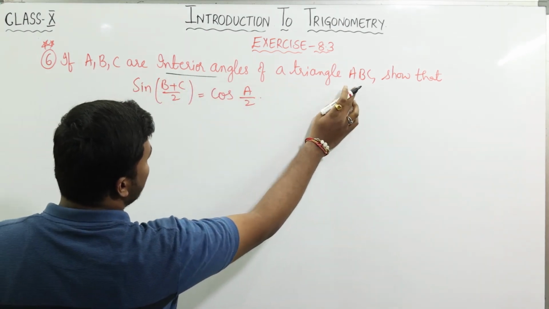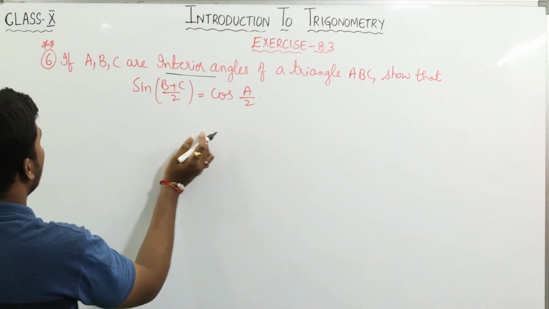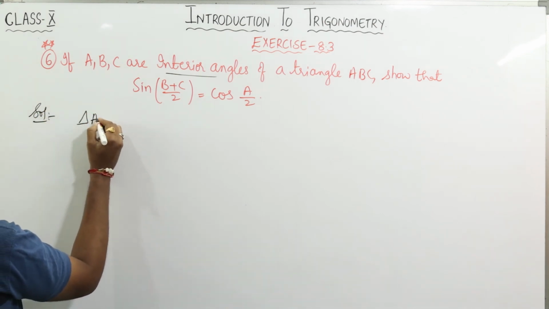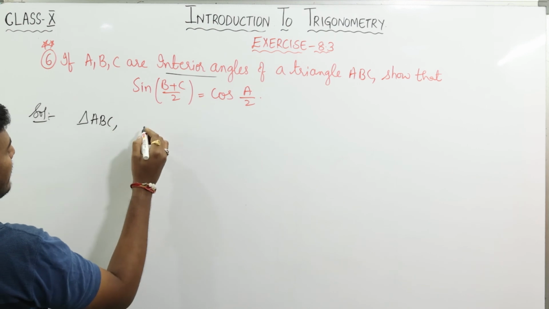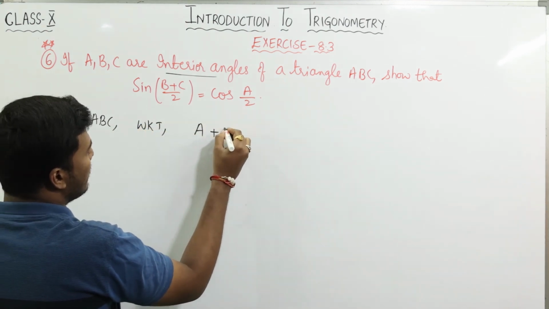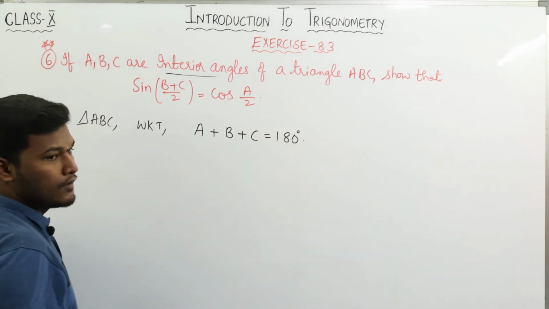Now the very important problem of the exercise, that is, if A, B, C are interior angles of a triangle ABC, then show that sine of (B plus C) by 2 is equal to cos A by 2. So first, ABC is a triangle, and they are interior angles. We know that the sum of the interior angles of a triangle is 180 degrees. So A plus B plus C is equal to 180 degrees.